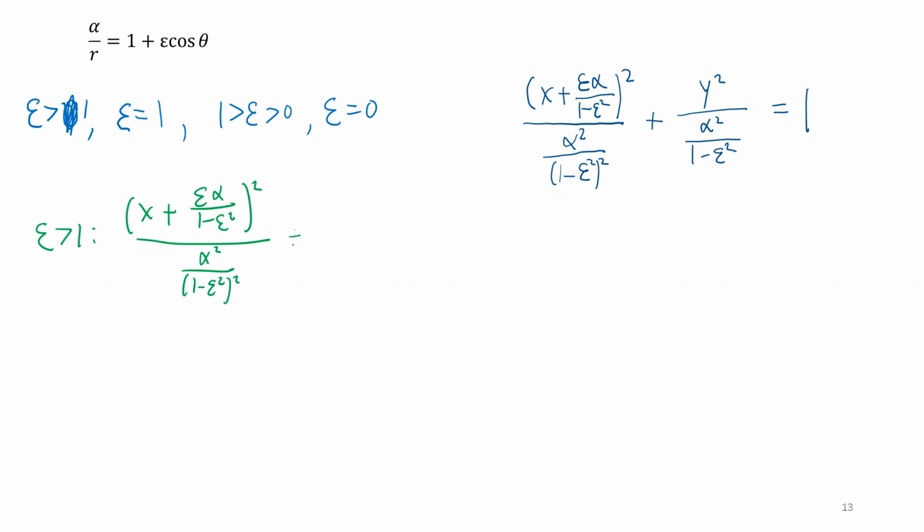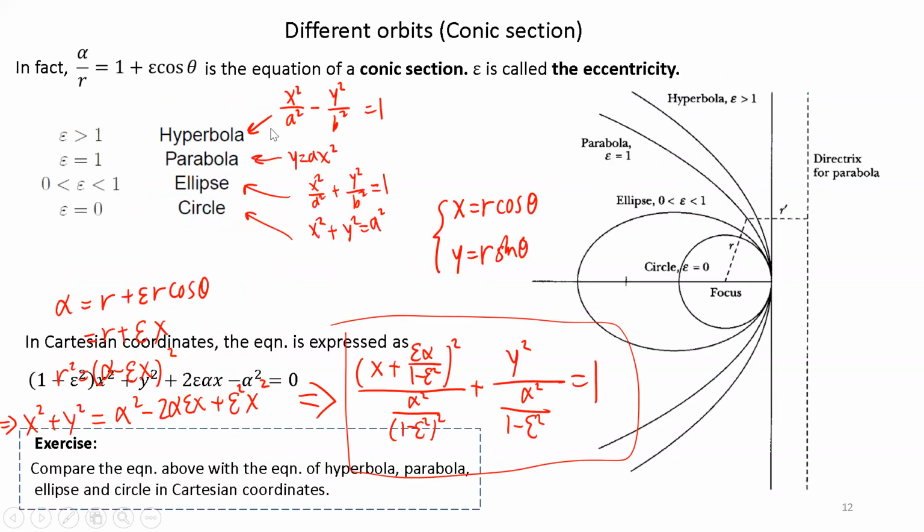But then if I write the second term, y squared divided by alpha squared divided by 1 minus epsilon squared, this 1 minus epsilon squared, as I said, is smaller than 0. So let me instead write it as epsilon squared minus 1, so that this whole thing is greater than 0. But then I add a minus sign in front. So you can see that in this form, this term minus this term equals a constant. That exactly looks like a hyperbola.